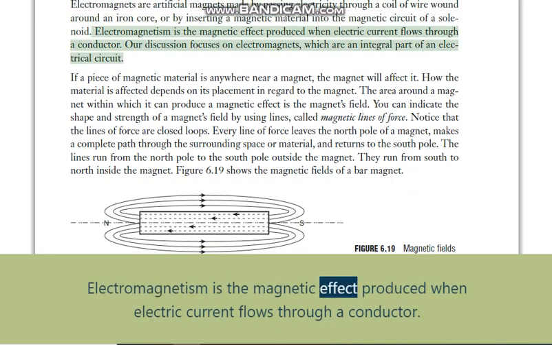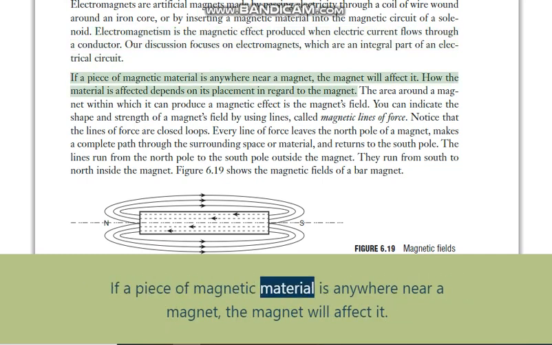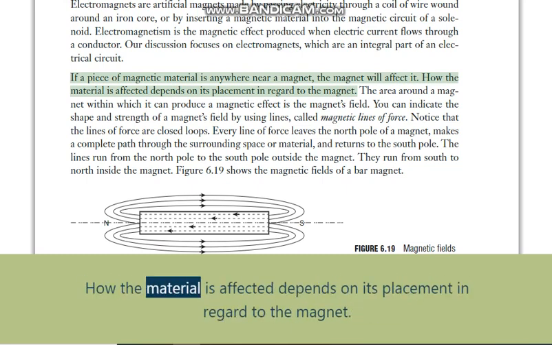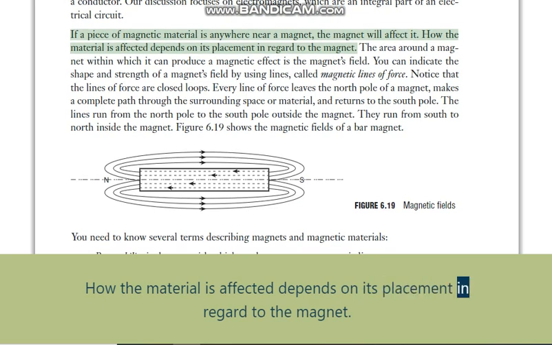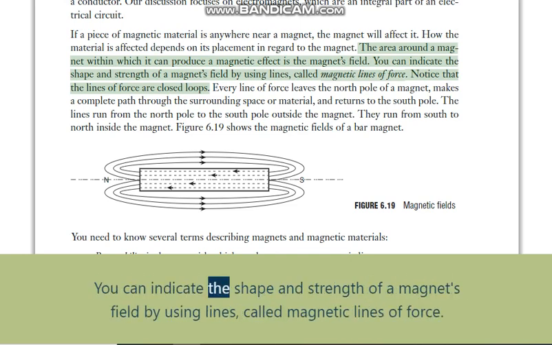Electromagnetism is the magnetic effect produced when electric current flows through a conductor. Our discussion focuses on electromagnets, which are an integral part of an electrical circuit. If a piece of magnetic material is anywhere near a magnet, the magnet will affect it. How the material is affected depends on its placement in regard to the magnet. The area around a magnet within which it can produce a magnetic effect is the magnet's field. You can indicate the shape and strength of a magnet's field by using lines, called magnetic lines of force.